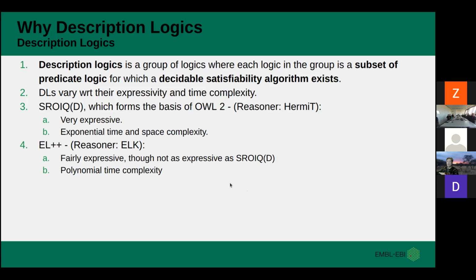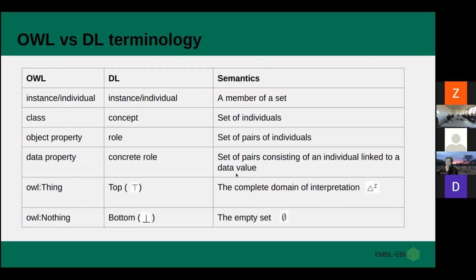It has a much better time complexity and space complexity compared to Shroik. Then in terms of OWL versus DL, where OWL and DL agree is that they both call an instance or an individual the same, and that refers to a member of a set. OWL also refers to classes. In description logic, you will refer to that as a concept. And these represent sets. A concept is a set of individuals.